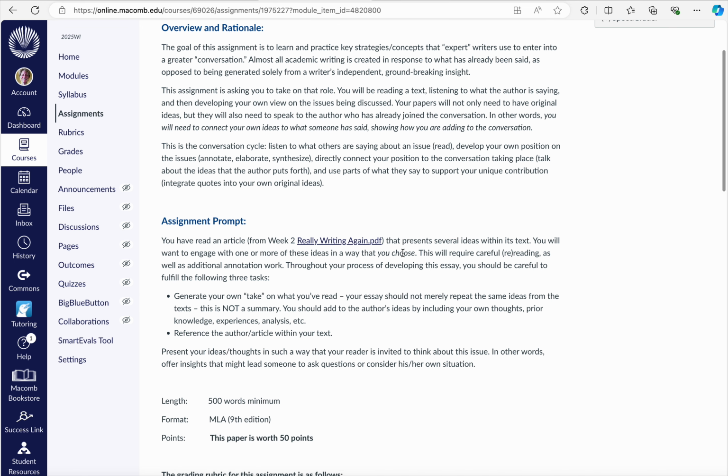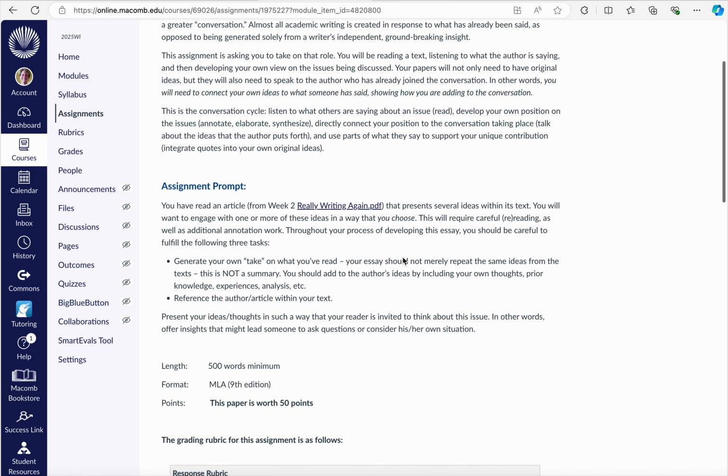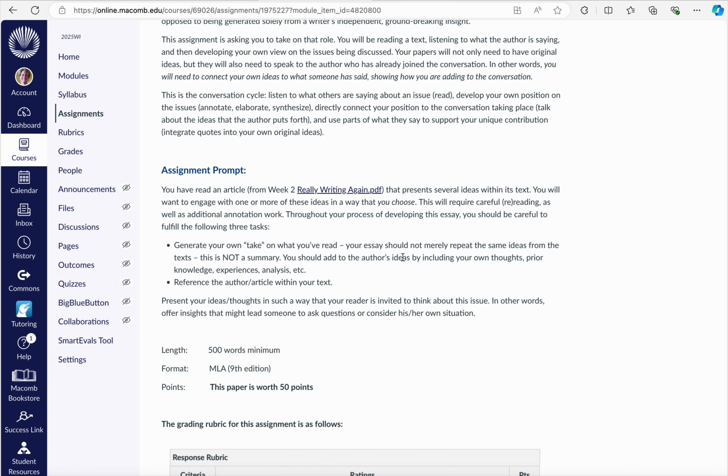So you've read this article that presents several ideas within the text about writing. You want to engage with one or more of these ideas in a way that you choose. So you're going to, like I've said before, you want to reread. And then throughout the process of developing the essay, you should be careful to fulfill the following tasks. You want to generate your own take on this. So you don't want to just summarize. We've already done that. You want to think about, the author said this. My response to that is this. The author has said this. My response to this next point is, and you'll kind of move through that pattern.